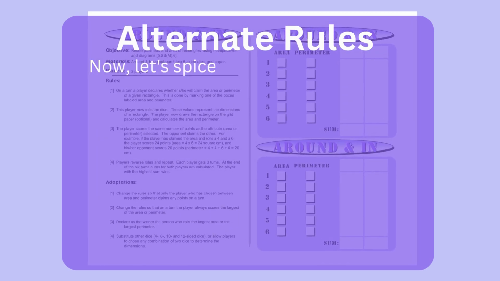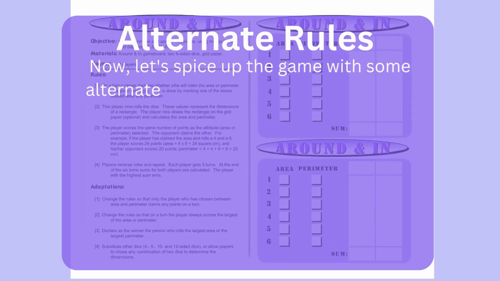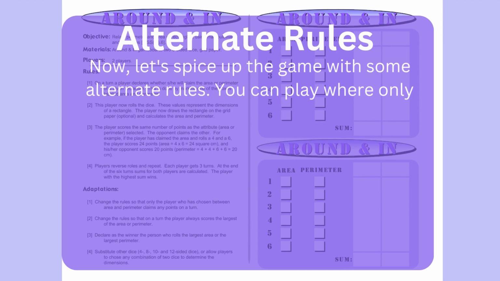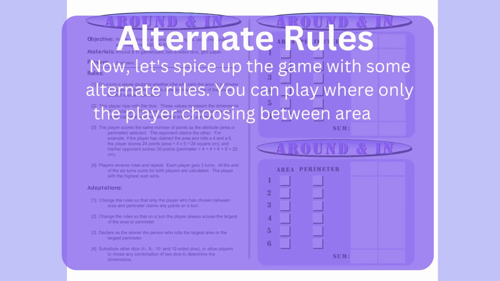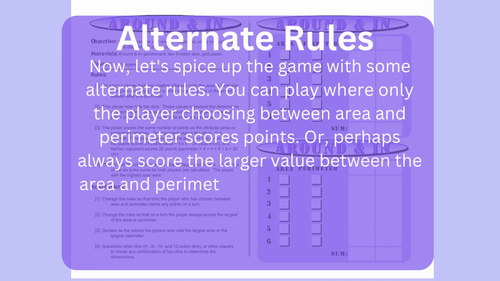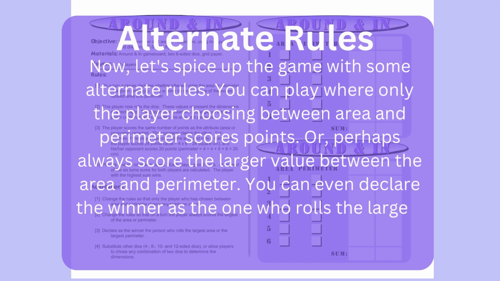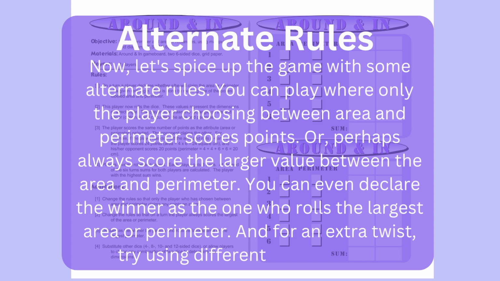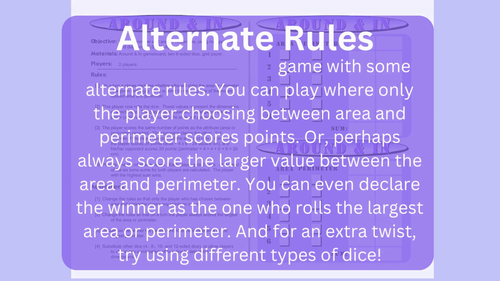Alternate rules. Now, let's spice up the game with some alternate rules. You can play where only the player choosing between area and perimeter scores points, or perhaps always score the larger value between the area and perimeter. You can even declare the winner as the one who rolls the largest area or perimeter. And for an extra twist, try using different types of dice.